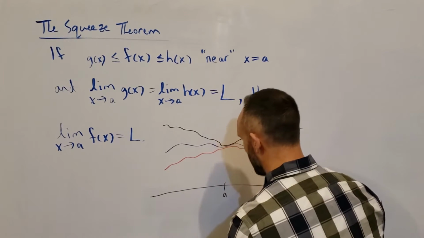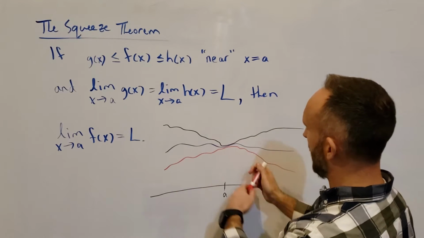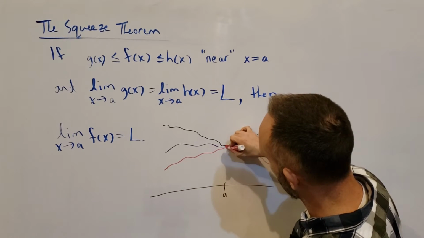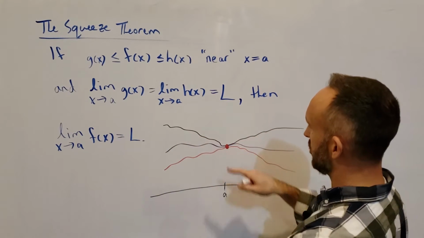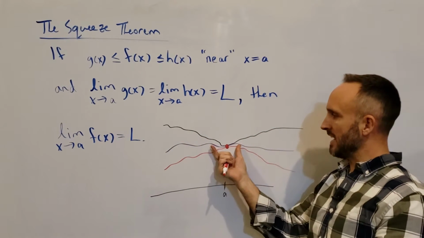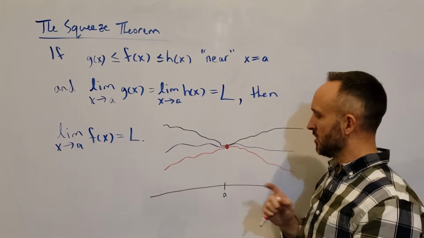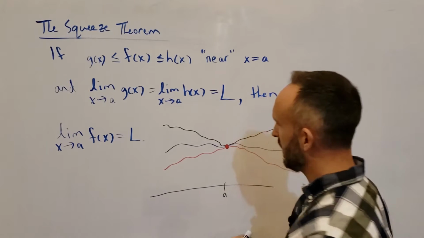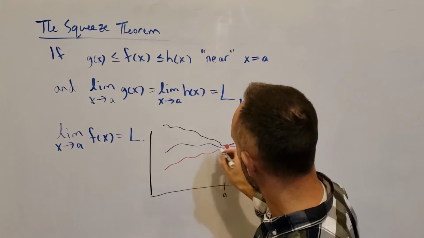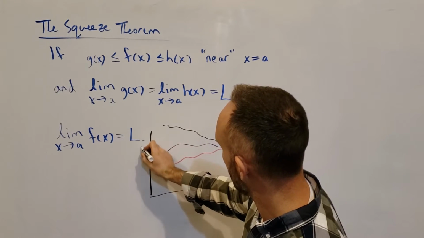But let's say that the limit as x approaches a of g of x is this y value here, and the limit as x approaches a of h of x is also that, then the limit as x approaches a of the f function should also be the same value, L. And if you want to locate the value L, it would be the y value for this particular point.